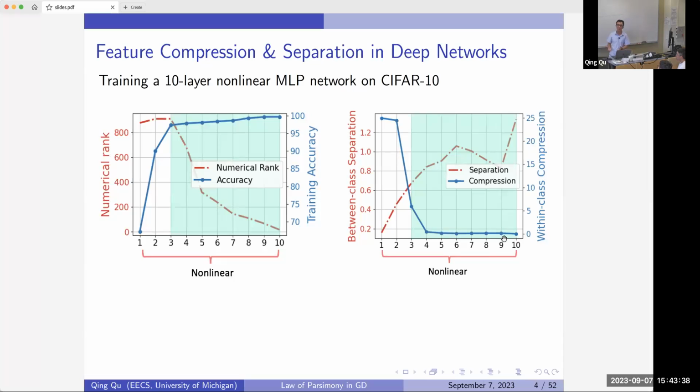So here what I mean by compressed is that the features are actually concentrating to the means of the features in each class, right? Yes? The separation is in terms of the feature mean, right? Yes, in terms of feature mean. Say you have 10 classes, and the rank should be probably around 10.